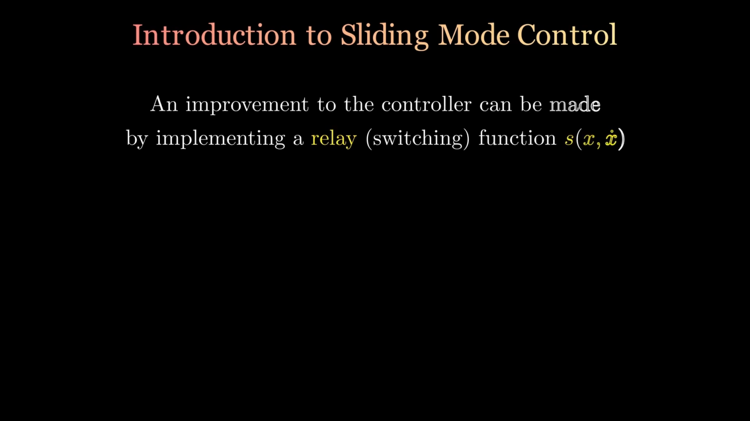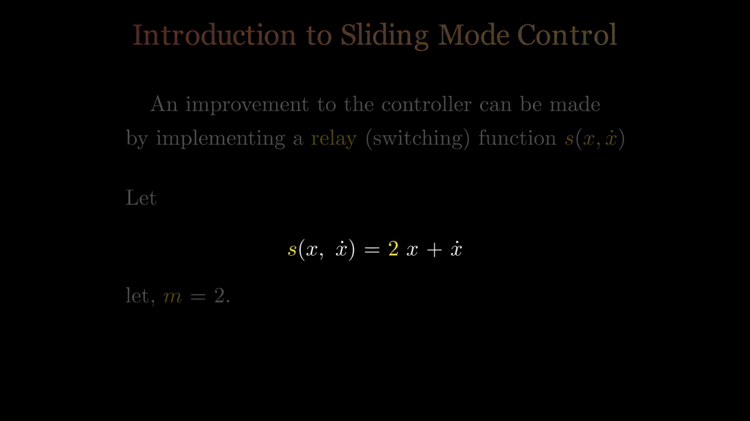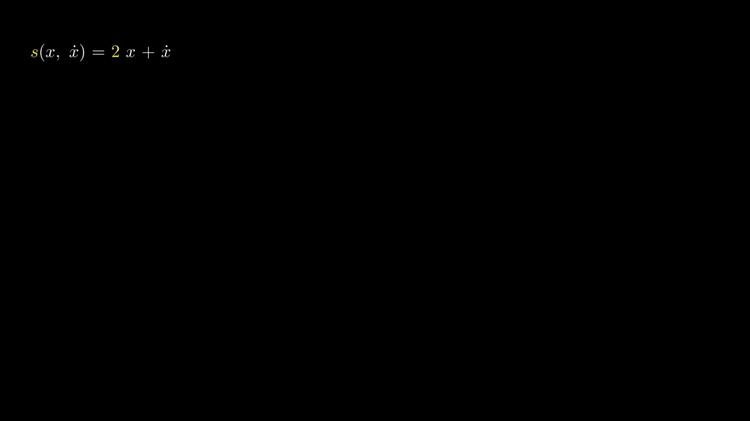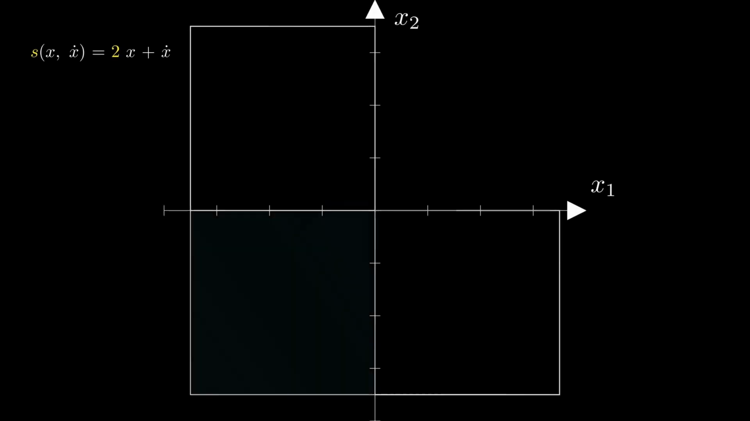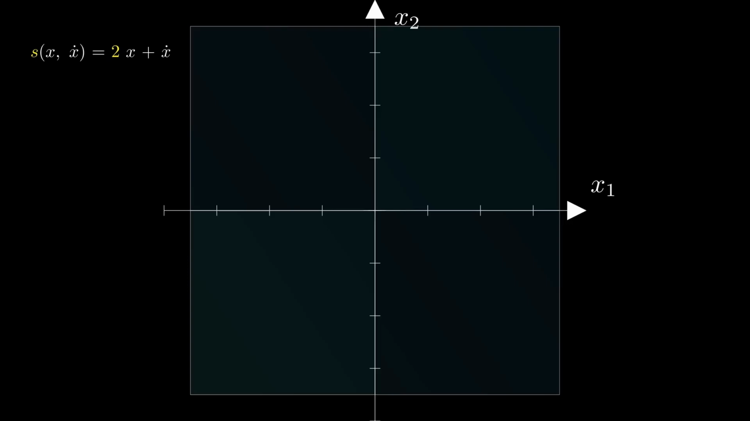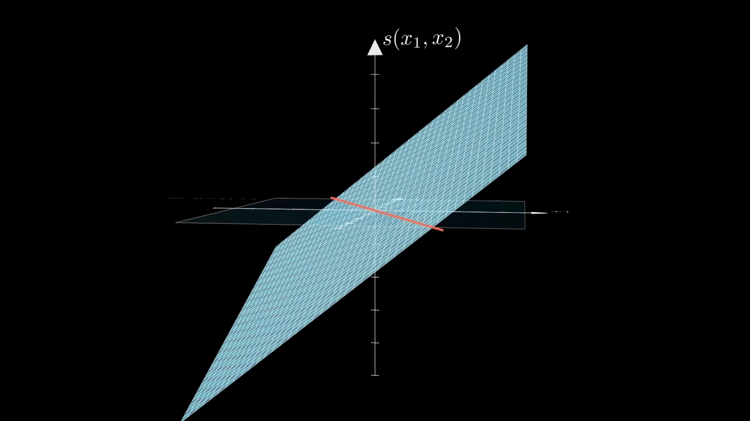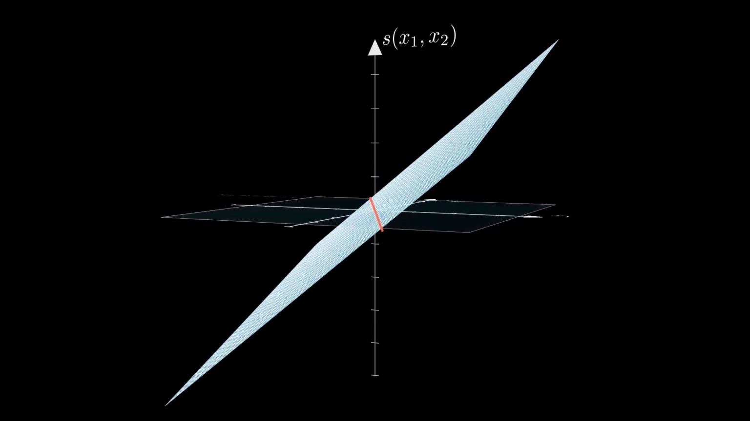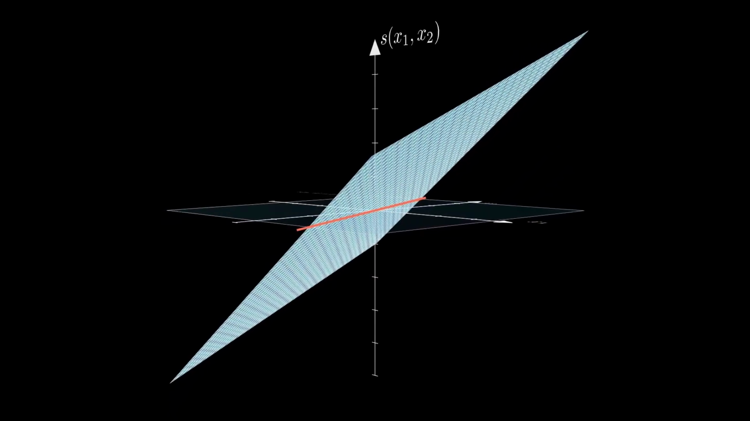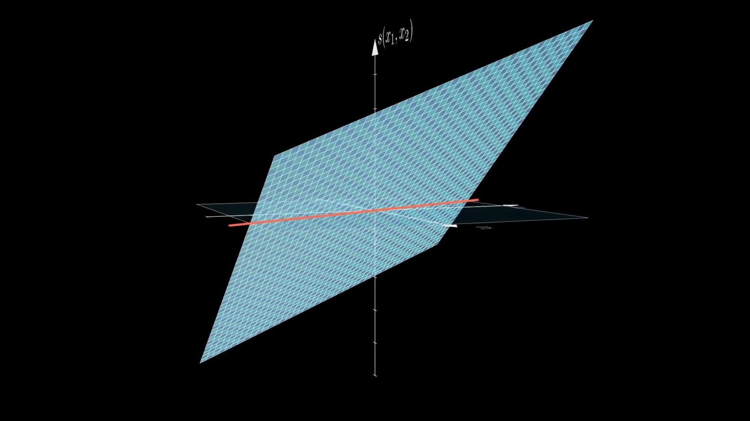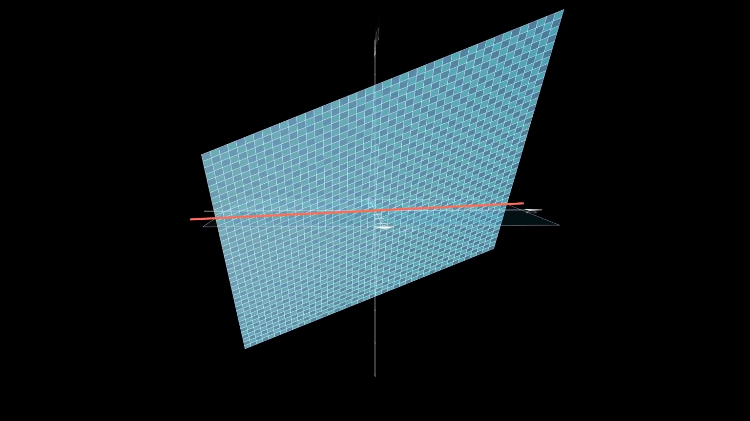We can take this idea even further by implementing a relay or switching function s. In this case, let the function s represent a line on the plane with a slope m equal to 2. Let us be reminded that the line is the intersection of a hyperplane with the plane. The positive values of the hyperplane lie to the right of the line, and the negative values are to the left of the line. Let us implement the previous control law, but now using the switching function s and its positive and negative values to select the gain.